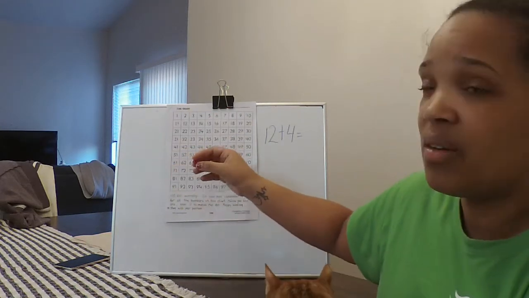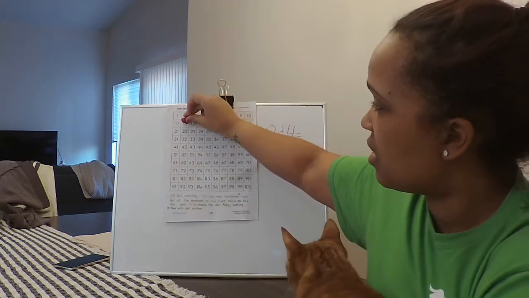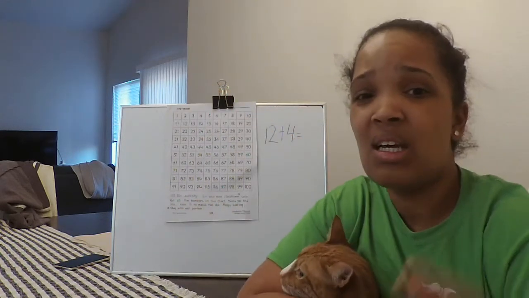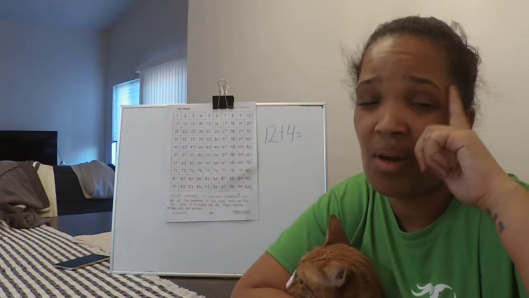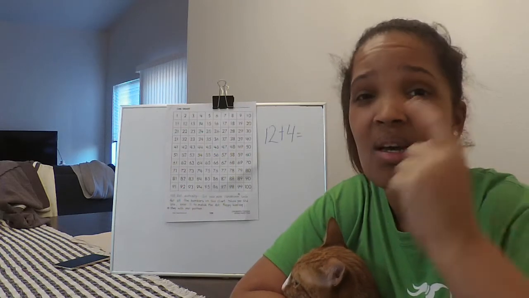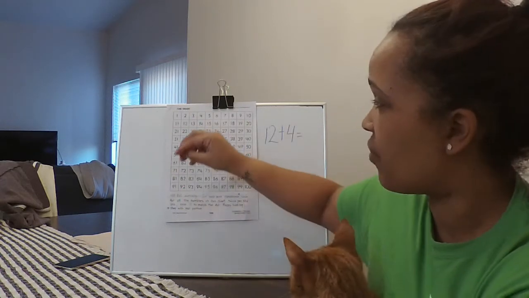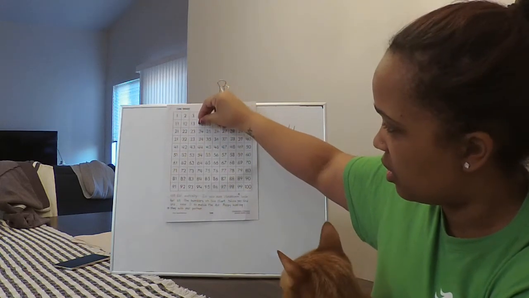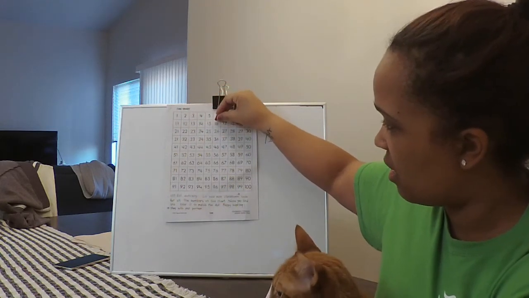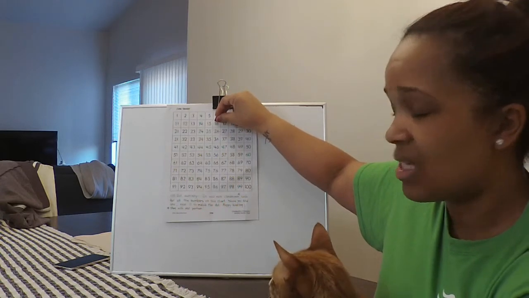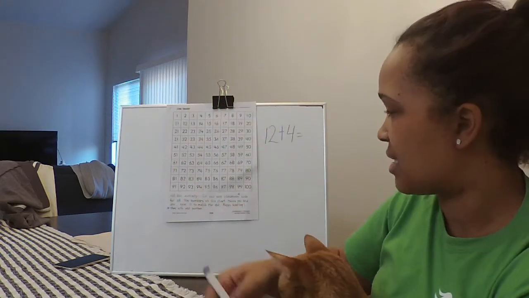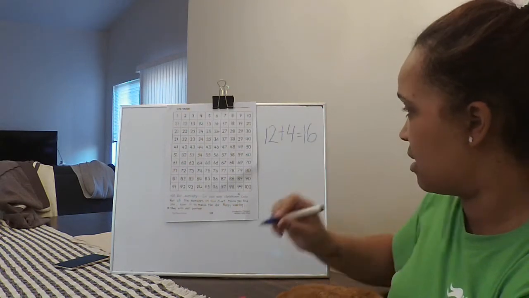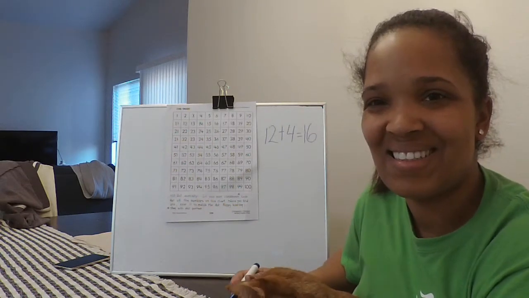So I'm going to find 12 on my 100th chart. And I'm going to count up 4 spots. The thing to keep in mind is 12 is still in my head. It's not the first number I'm going to actually count, though. 13 will be. So let's count 4 frog jumps. Ready? 1, 2, 3, 4. 12 plus 4 is 16. And I would write that after the equal sign.